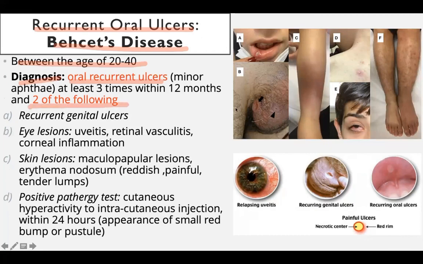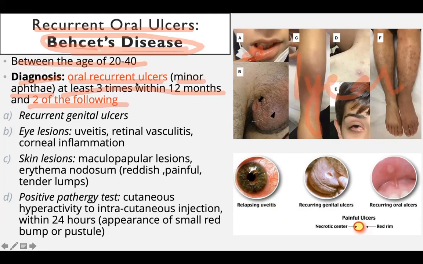So how to make a diagnosis of Behçet's disease? A very important question. There will be recurrence of oral ulcers, recurrent oral ulcers like minor aphthous ulcer. So there will be recurrent minor aphthous ulcer, but this one looks like major, at least 3 times within 12 months. So in a time period of 1 year, there are at least 3 times of reoccurrence of oral ulcers, which are like minor aphthous or major aphthous ulcers.